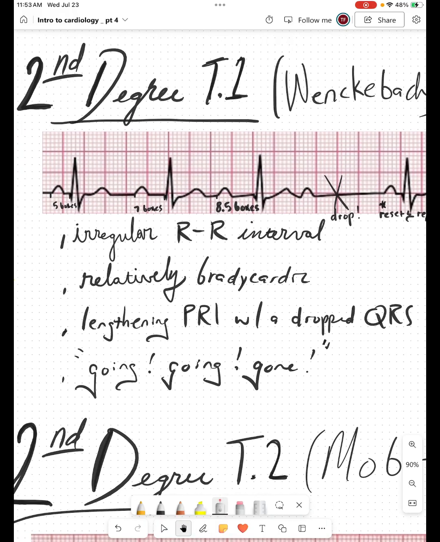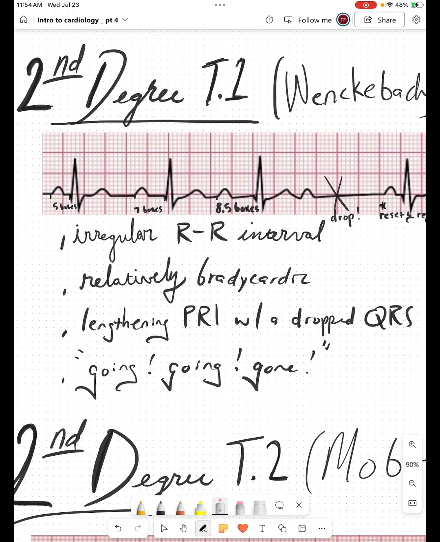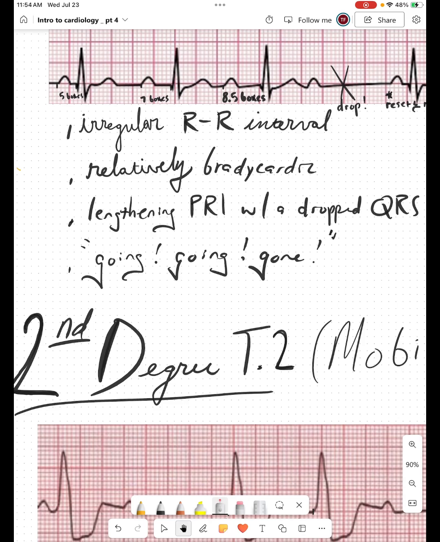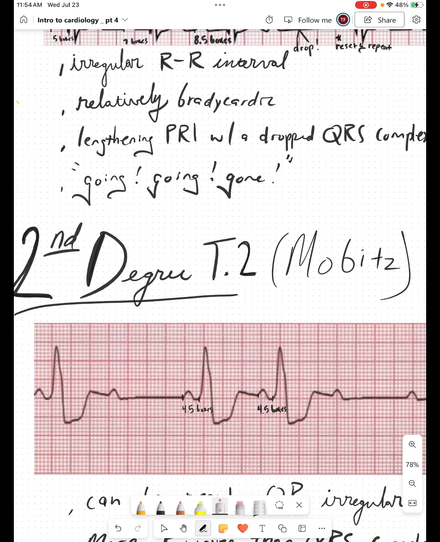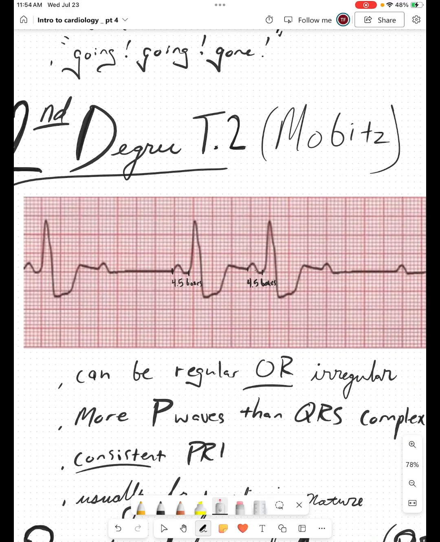So that is our second degree type 1, referred to as the Wenckebach block. Second degree type 2 is referred to as the Mobitz block. It is also a bradycardic rhythm and a rhythm in its own right. What is happening here is we are going to have irregular R to R intervals, most likely. It can be regular, but more than likely it's going to be irregular.